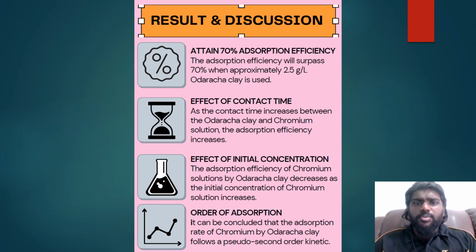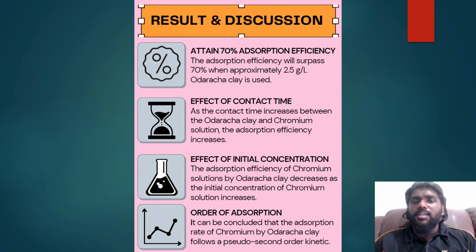Besides, part C analyzes the effect of initial adsorbate concentration on the adsorption efficiency. Results show that when a highly concentrated adsorbate is used, the adsorption efficiency of the adsorbent surprisingly decreases. This is because the binding sites of Odaracha clay are now limited, and once the sites are filled with sufficient chromium, the extra concentration will remain in the solution.